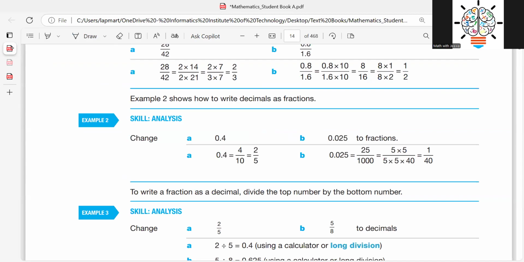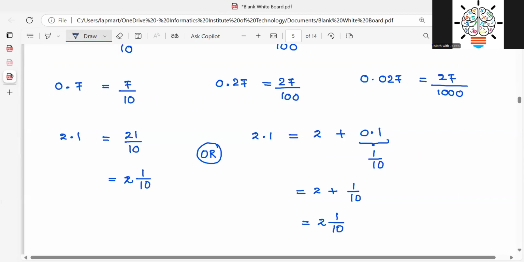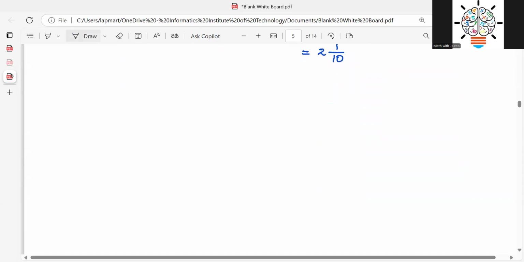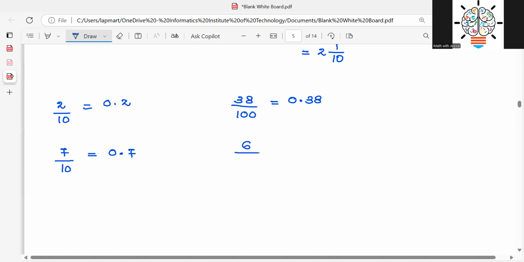And let's say you have another fraction. On the other hand, if you have 2 over 10, simply you write it as 0.2. Let's say you have 7 over 10, you write this as 0.7. Let's say you have 38 over 100. We just write it as 0.38.